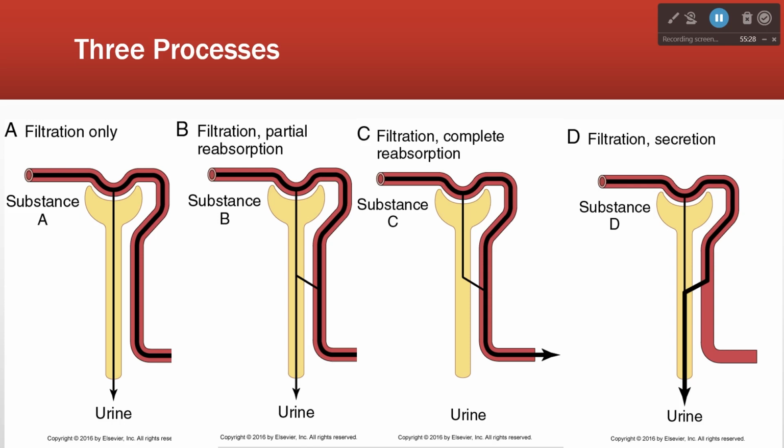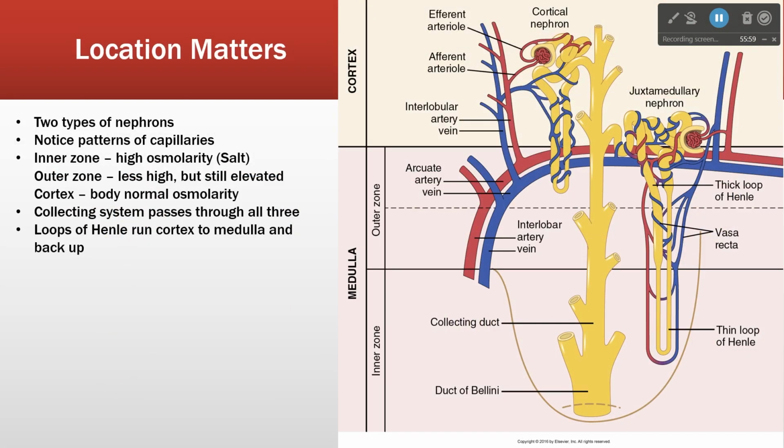And then here we have filtration with added secretion. An example here might be potassium on a high potassium day, where potassium is freely filtered, but then it's also secreted as well. Another thing this could be is some medications will follow this path too, as you'll see in pharm in the spring. So four possibilities from the three processes, and different kinds of molecules follow different patterns.